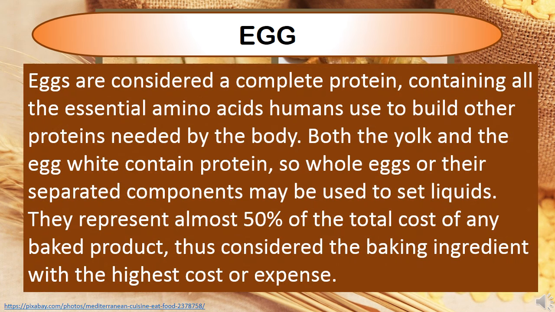The next ingredient is the egg. Eggs are considered a complete protein, containing all the essential amino acids humans use to build other proteins needed by the body. Both the yolk and the egg white contain protein, so whole eggs or their separated components may be used to set liquids. They represent almost 50% of the total cost of any baked products. Thus, consider the baking ingredients with the highest cost or expense.